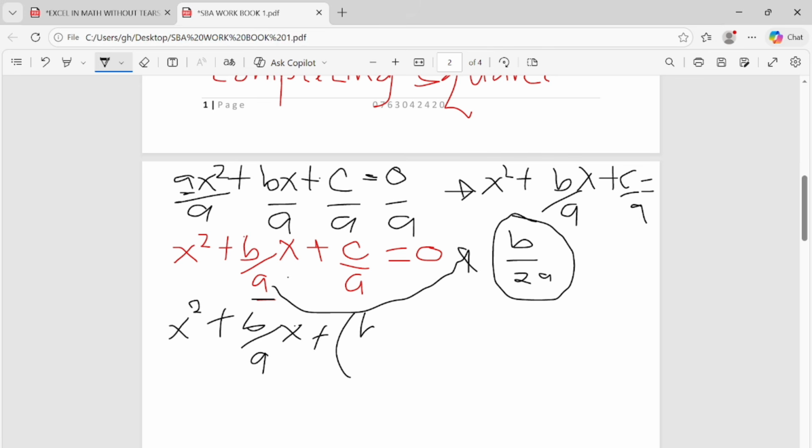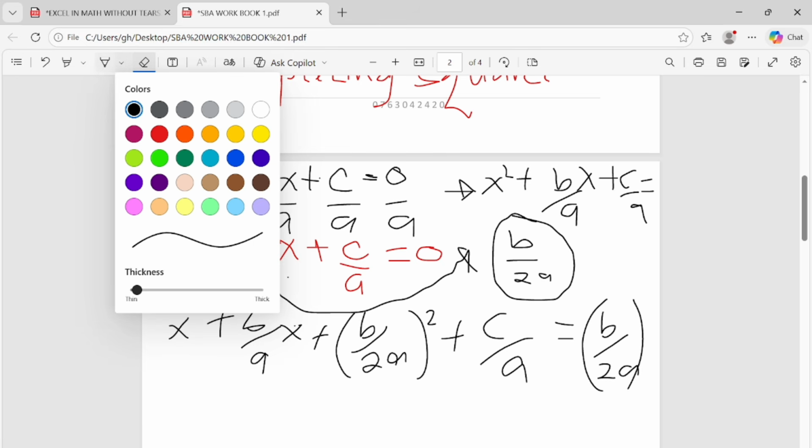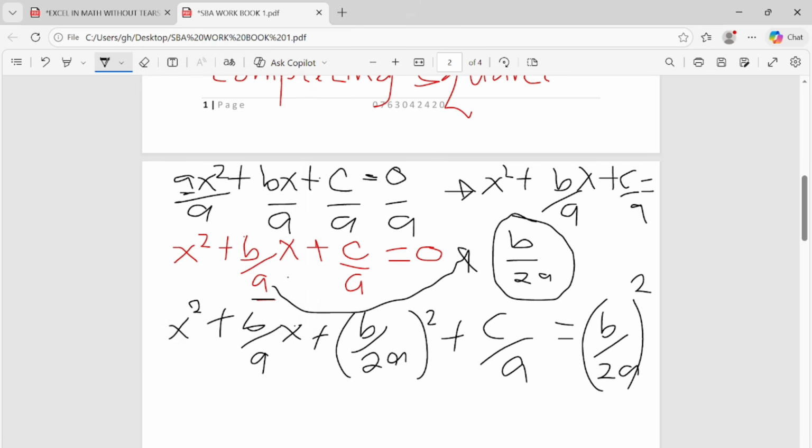we are adding this but squared, we are adding it on either side. So b out of 2a, squared, and then plus c out of a. We have added it on this side, so let us also add it on this side, so it will be 0 plus this, meaning this will be b out of 2a squared. So we've squared it and added it on either side, and we come up with that nice expression.